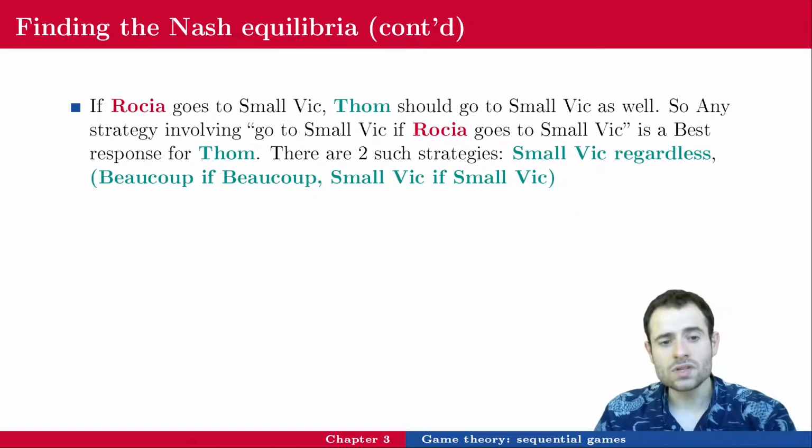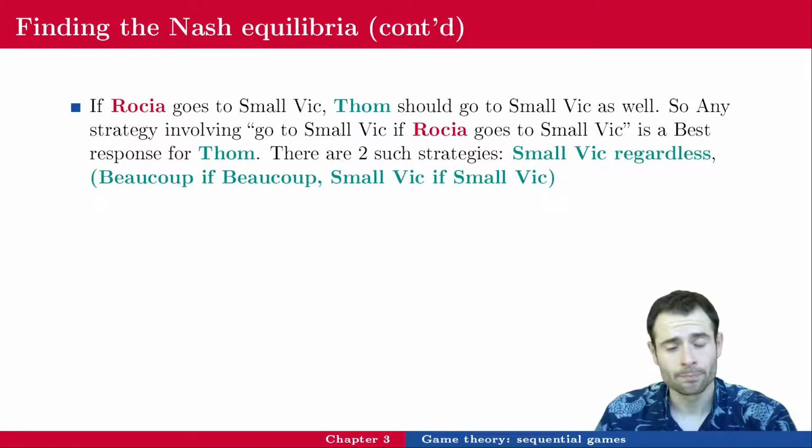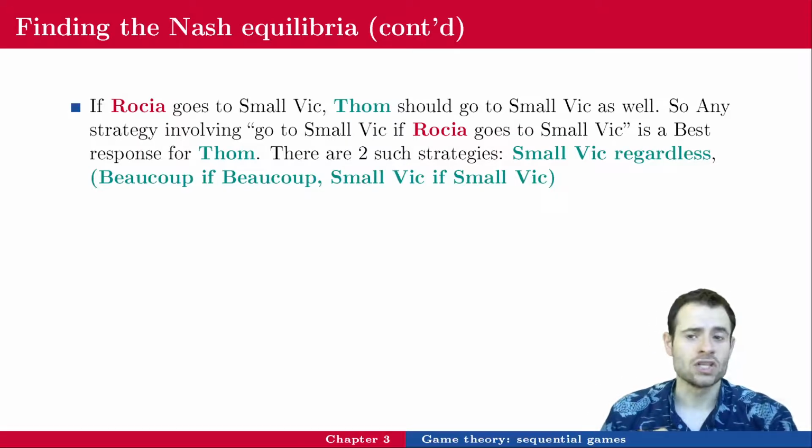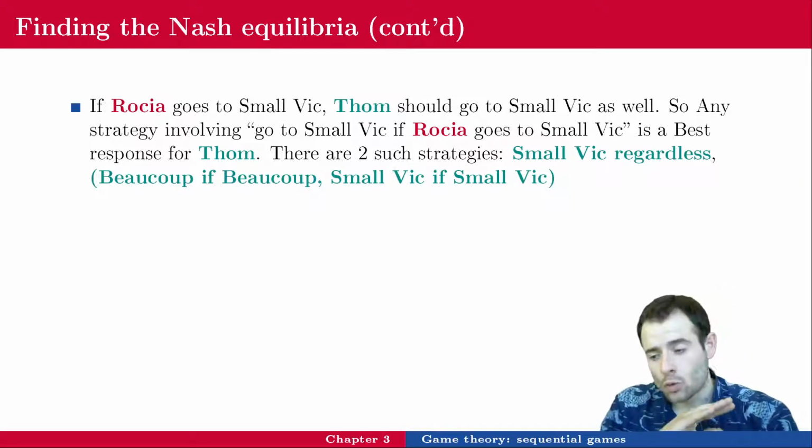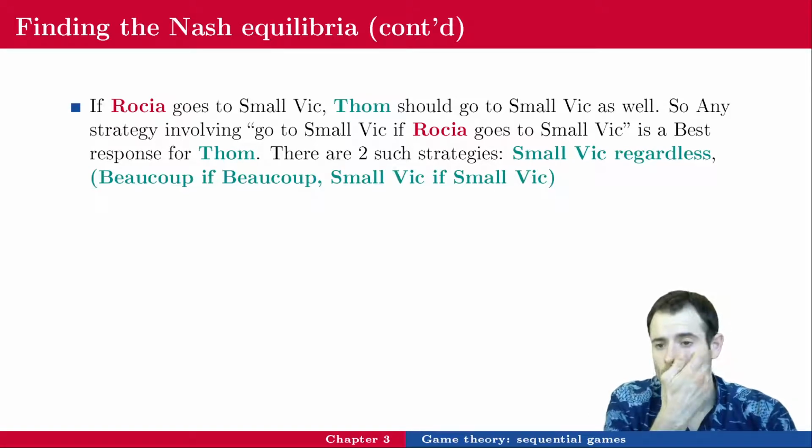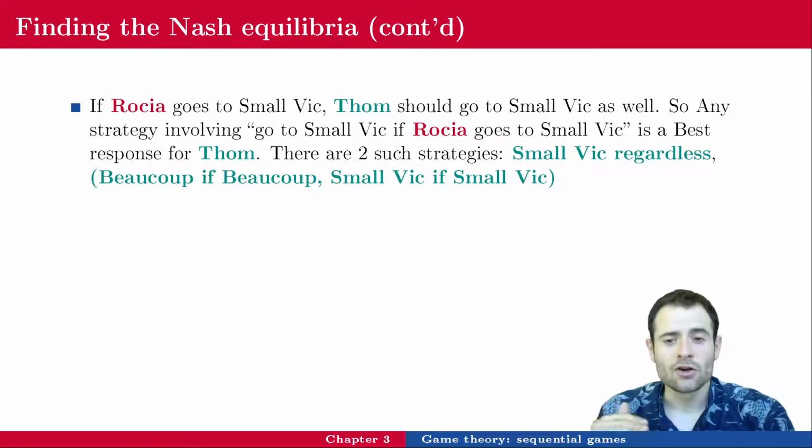Now, if Rosia goes to small victory, Tom should go to small victory as well, right? He has an incentive to follow her, to get a positive payoff. So any strategy that involves going to small victory when Rosia goes to small victory is the best response. And we have two such strategies. Going to small victory regardless, and following Rosia wherever she goes. Boku if Boku, small victory if small victory.